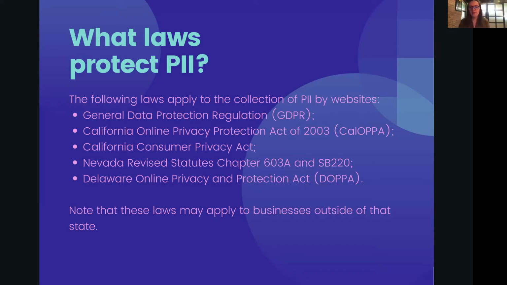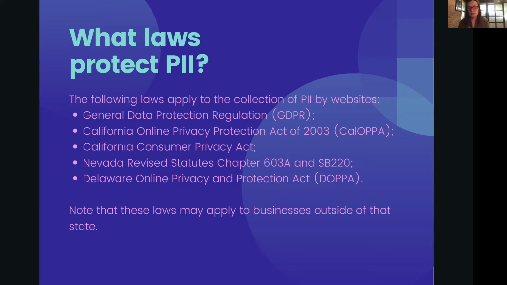Next, we have the California Online Privacy Protection Act of 2003, or CalOPPA. That one's a little bit older, but it applies to any website that collects the personally identifiable information of California consumers, which basically means any website in the world, right? Because a person from California could just go onto your website and fill out and submit their information, at which point the law would start applying.